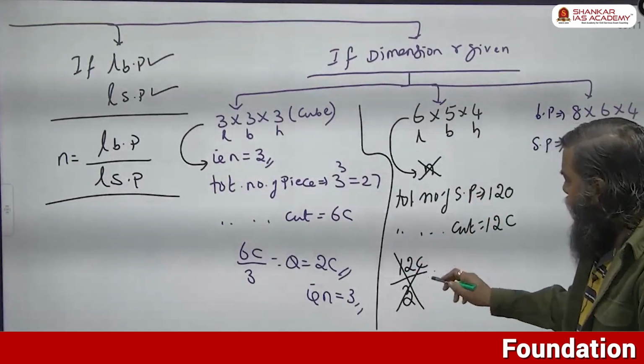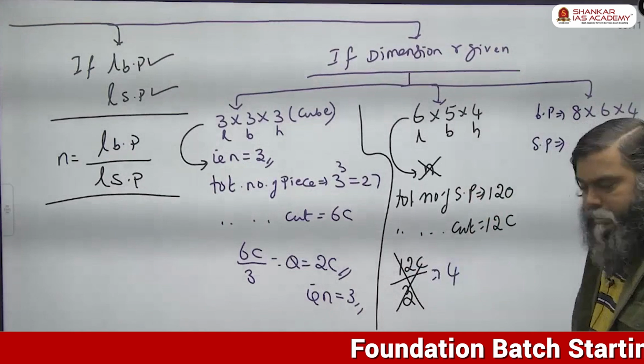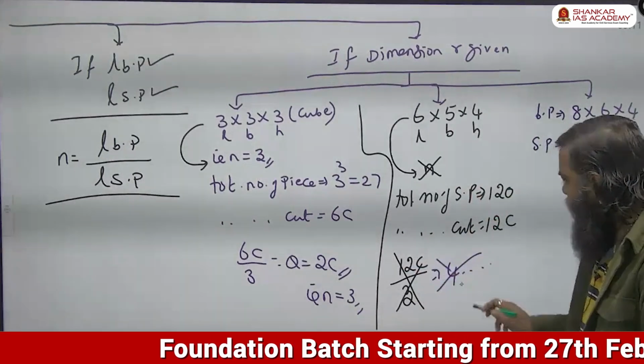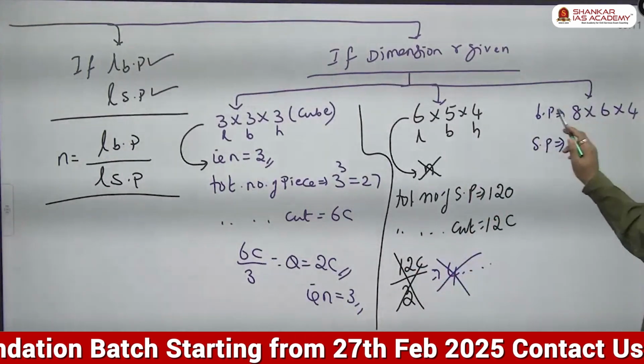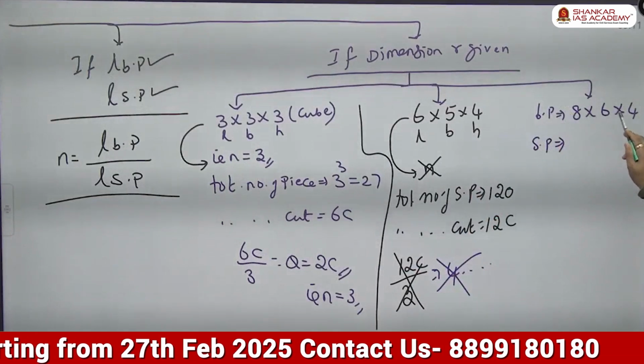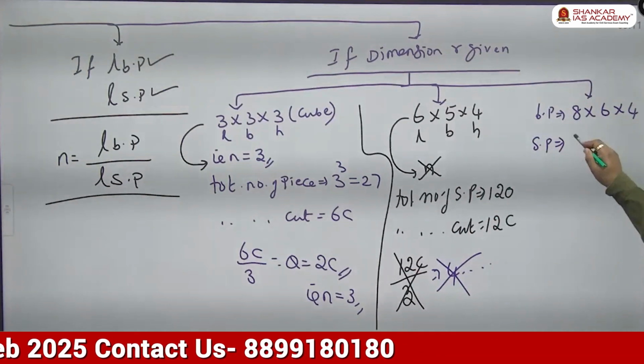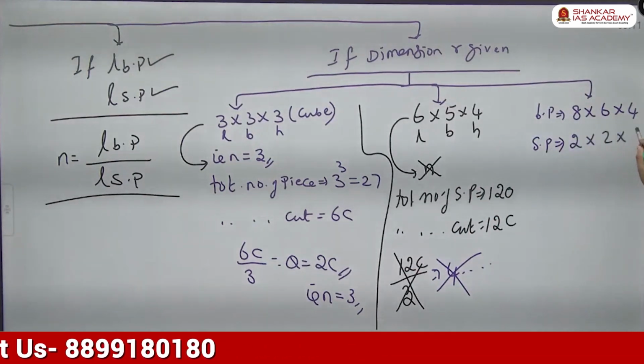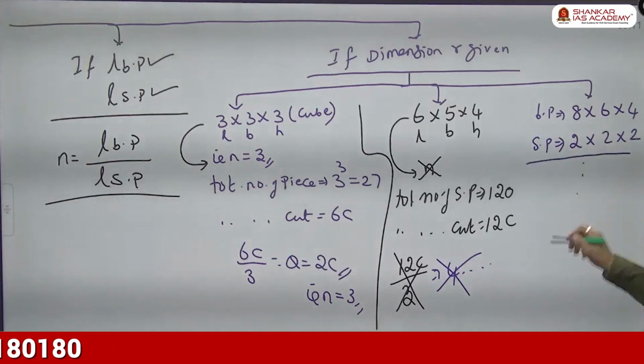Then you know how to derive all these things. That means 4 are there. Understand? Then you know how to do all these things. Don't waste time. Bigger piece dimension is 8 into 6 into 4. Smaller piece dimension is given like this. Then the question will ask.